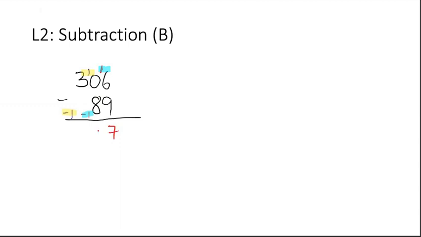So that is 1. And now we have 3 minus blank, which is 3. But don't forget that we borrowed a 1, so it will be 2. So the answer is 217.